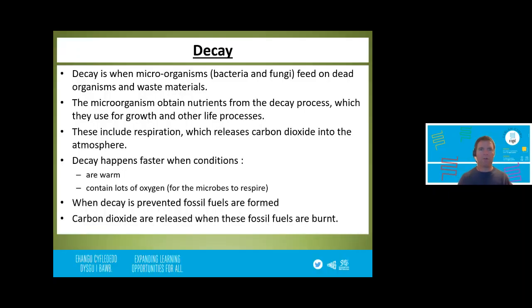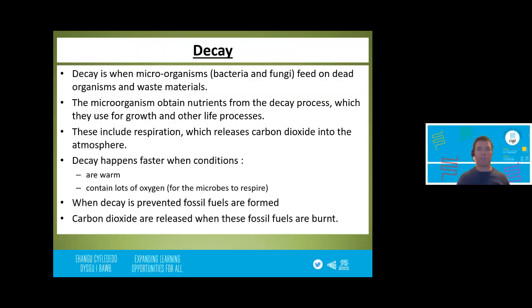So let's see what we've got here. So decay, when microorganisms, so I'm talking about bacteria and fungi more than anything else, feed on dead organisms and waste materials. So that's what decay is. It's the feeding on waste materials by microorganisms. Now, why do they do that? Well, they obtain nutrients. They're feeding. We don't want to say it's microorganisms eating, because they're not eating, but they are feeding on. And why would any organism feed on another?